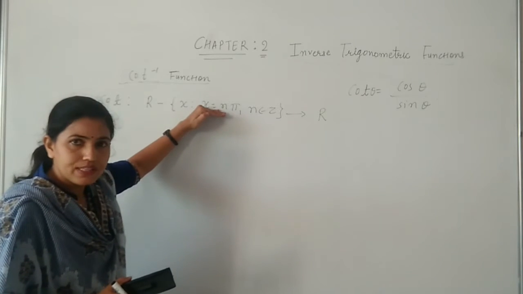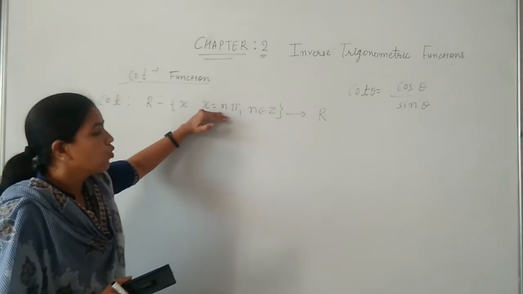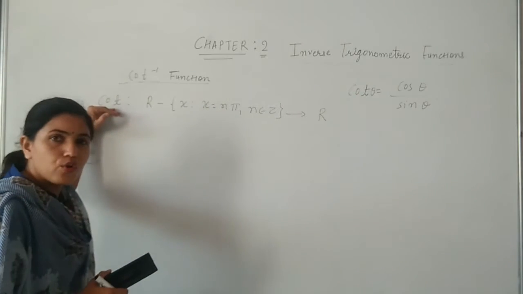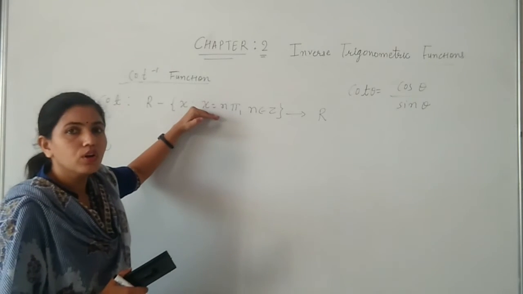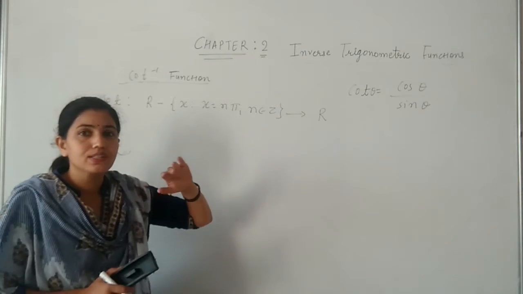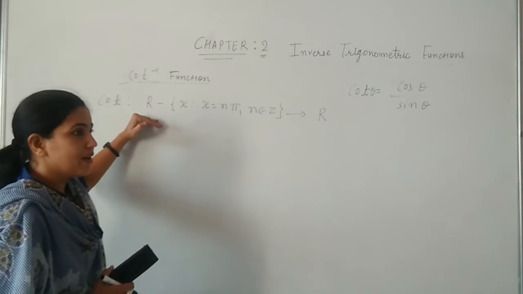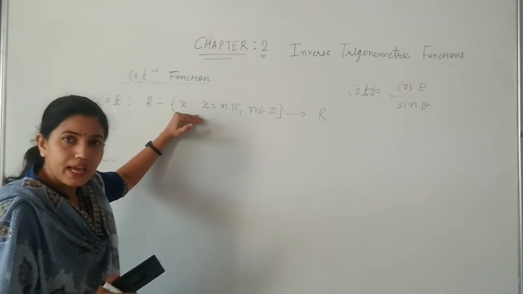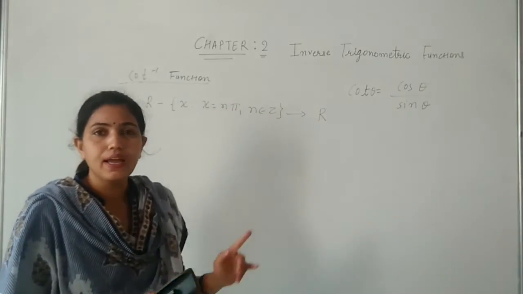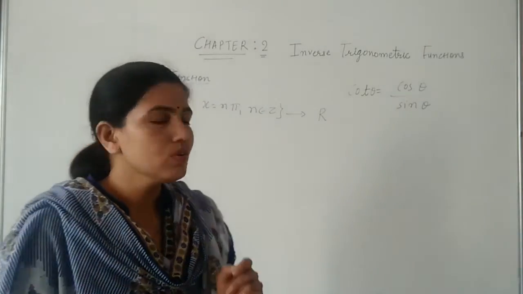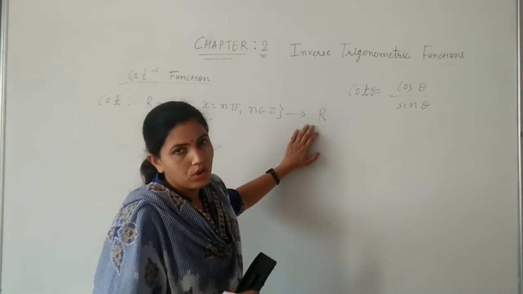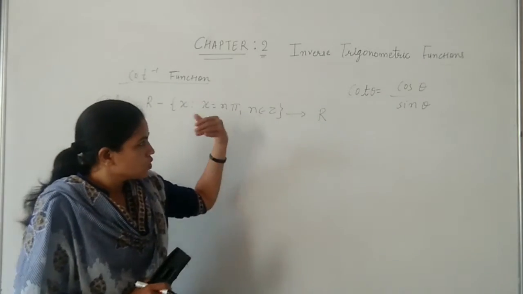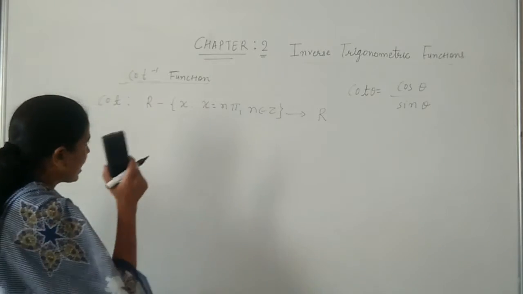Meaning that wherever sin theta is 0, at that value our function cot is not defined. In that case, this will be your domain. So this is how our domain is formed: R minus all those x, where x is equal to n pi and n belongs to Z, to R. As we know, cot is taking all the values from R. So this is minus value of R.